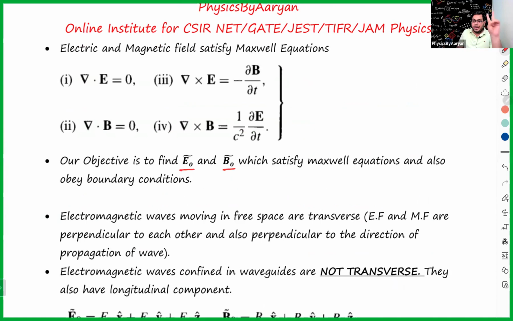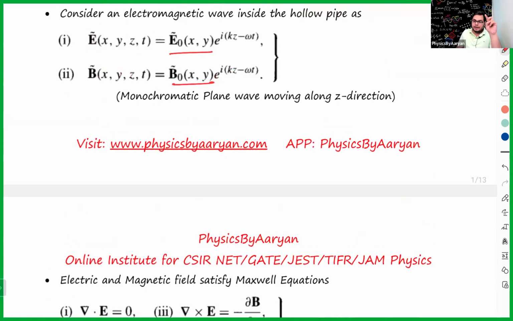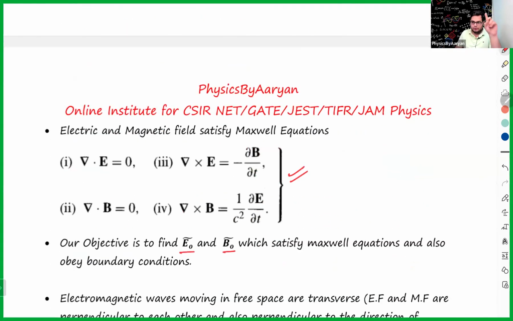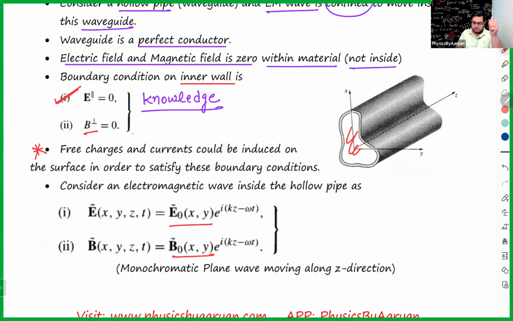And we have to keep 2 things in mind. First of all, our electric field and magnetic field should satisfy this Maxwell equation. And it should also satisfy these boundary conditions.